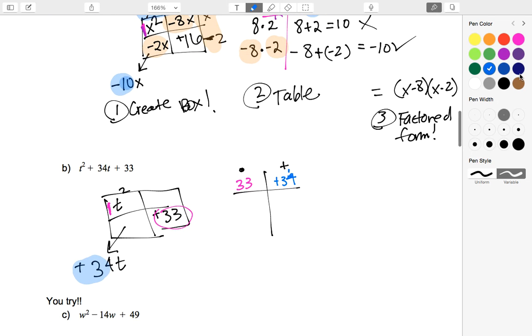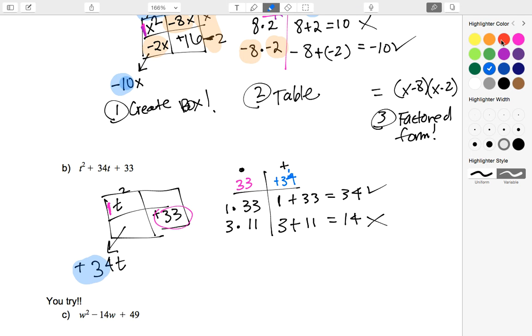Okay, so in this case, we can list the factors of 33. Well, there are only two options. I can do 1 times 33, or I can do 3 times 11. That will give me positive 33. Let's go ahead and add them. So 1 plus 33 equals 34. That seems to work. If you want to check this one, we can do 3 plus 11. That gives me 14. That doesn't work. So again, we can select 1 and 33 as the values that will go into our box here.